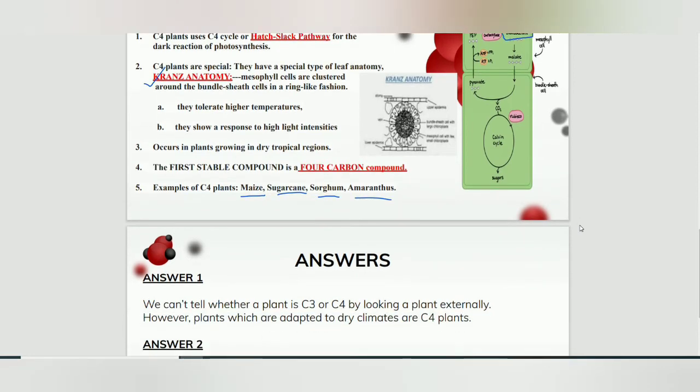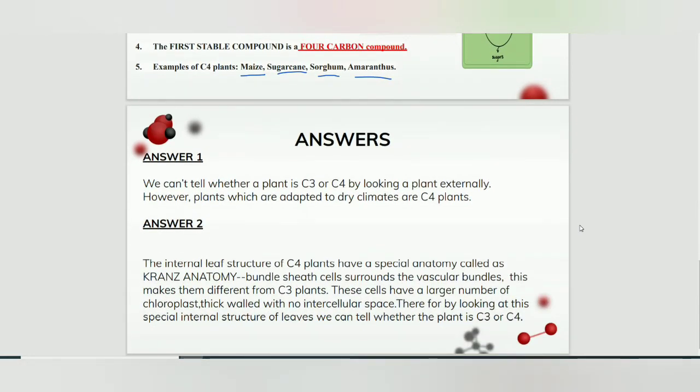Okay, so now we'll answer the questions. The first question is: is it possible for us to distinguish C3 and C4 plants just by looking at them externally? No, it's not possible. The difference is only in the internal structure. Otherwise, all the reactions, products, and the photosynthetic pathway are the same. The only difference is in the formation of the first stable compound, and the internal structure is also different. We cannot distinguish them externally.